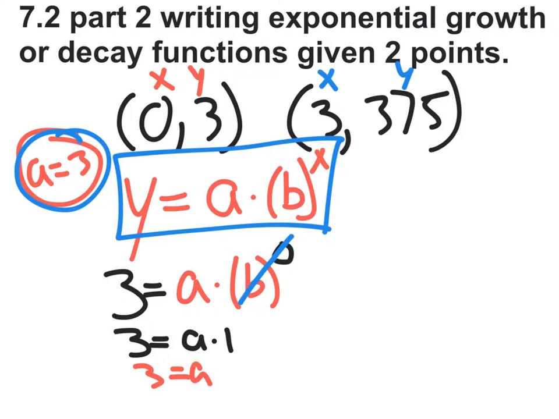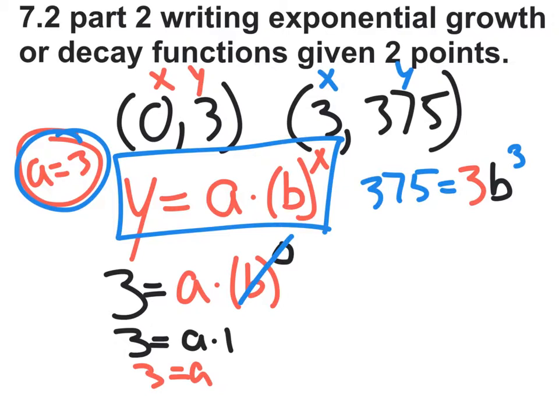So once again, instead of y, it's going to be 375 equals my a value. We know that a value is 3. And now times my b value to the x power. What's the x power? 3. So I really have 375 equals 3b to the 3rd. Okay? So now let's solve it.